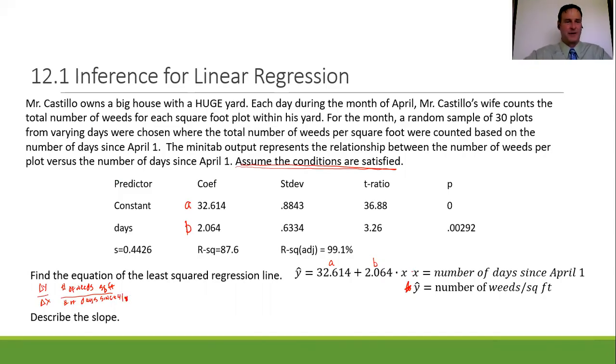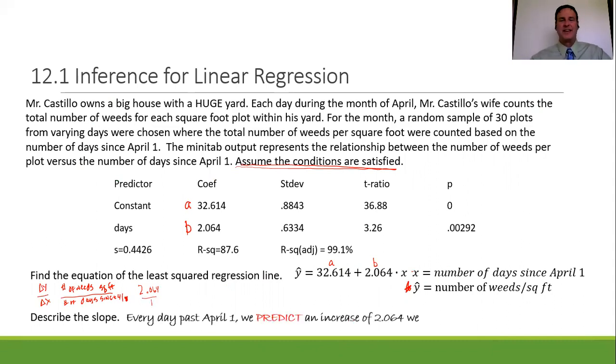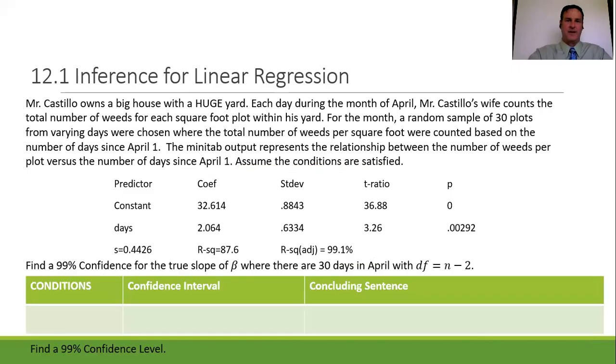I can describe that out, and I usually go from the bottom. It's 2.064 over 1. And so for every 1 day past April 1st, we can predict an increase of 2.064 weeds per square foot in Castillo's yard. So again, don't forget the word predicts. This is my X, this is predicts, and it's an increase because again, your slope is positive. Okay, cool.